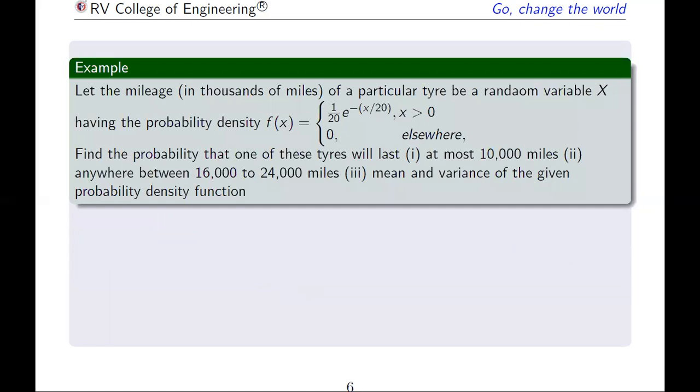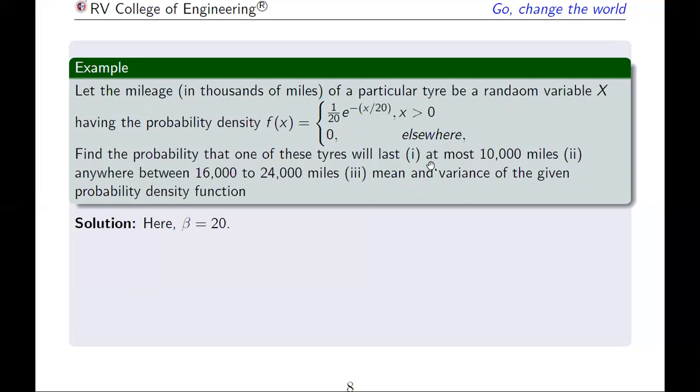Let us consider a problem. Let the mileage of a particular tire be a random variable x having PDF defined by this. We need to find the probability that one of these tires will last at most 10,000 miles, anywhere between 16 to 24,000 miles, and the mean and variance. Here, by comparing this PDF with the exponential PDF, we observe that beta is equal to 20.